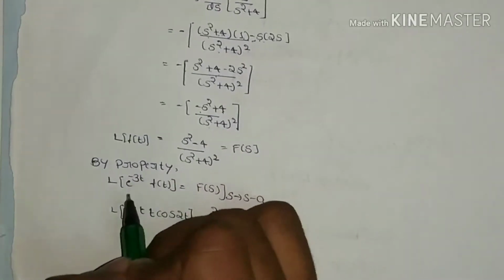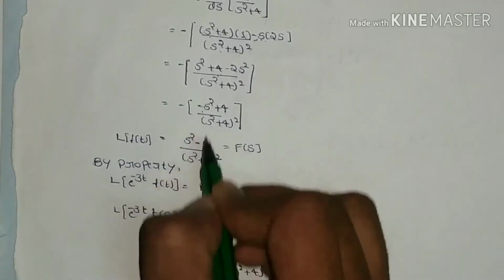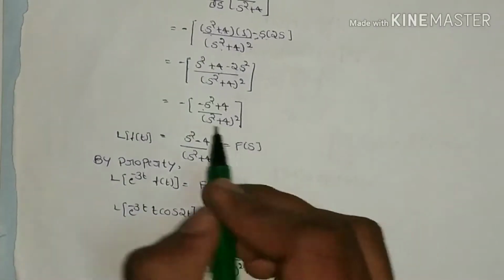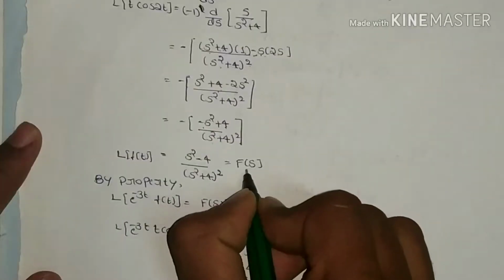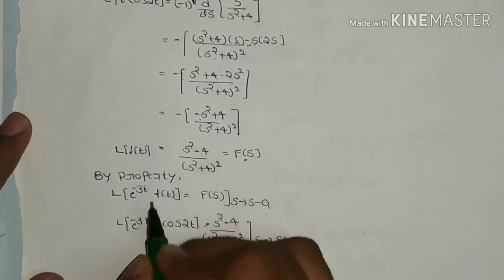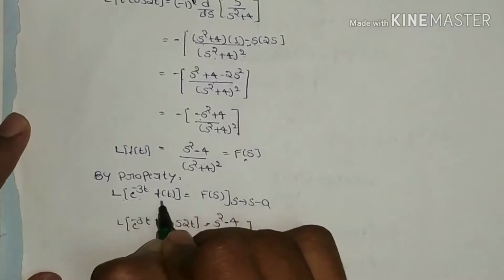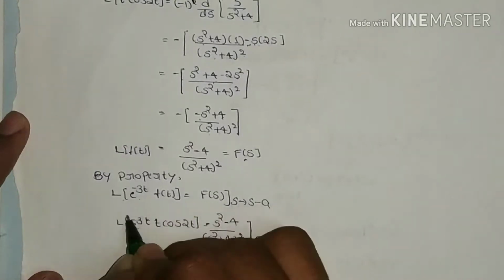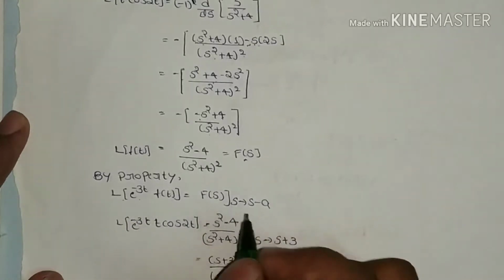Then Laplace of f of t is minus into minus, that is s square minus 4 divided by s square plus 4 whole square. This is called f of s. Let us put the value of f of s in equation 1. We get the Laplace transform of e raised to minus 3t f of t as f of s where s is replaced by s minus a. This is called the replacement property.